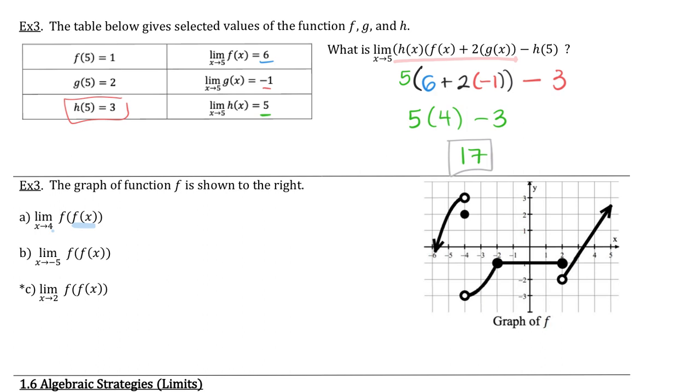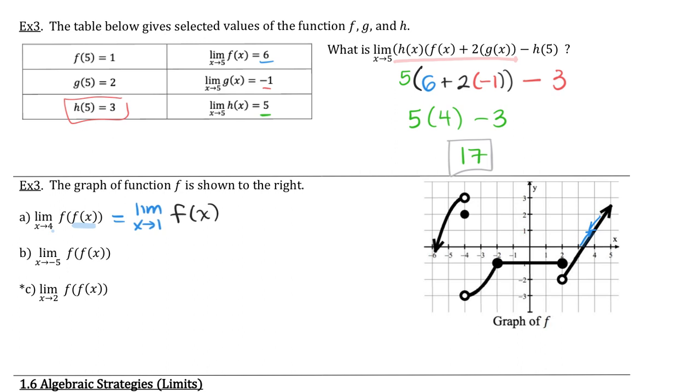Okay, as x approaches 4 on this graph, from the left, the y is approaching 1. From the right, the y is approaching 1. So it's going to equal 1. But I'm not going to plug in 1 here. This is not f of 1. This is still a limit. So instead of saying f of 1, where I'm saying x is 1, I want to say this is the limit as x approaches 1 of f of x.